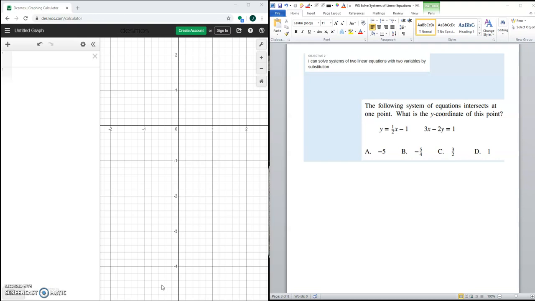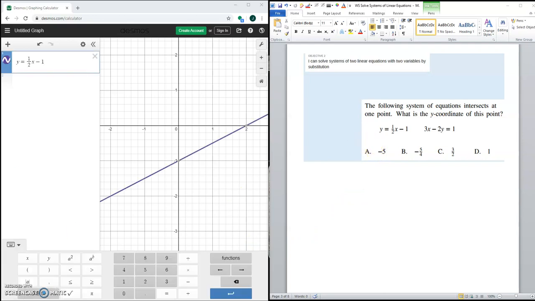The following system of equations intersects at one point. What is the y-coordinate of this point? So we are going to now use Desmos and plug them in one by one. So I have now plugged in equation number 1 here, and we're going to open up another window. So once again, I'm going to plug this in as is. However, if your graphing calculator does not permit you to plug in an equation in standard form, go ahead and isolate your y and change it to slope-intercept form, like what we did on that previous example.